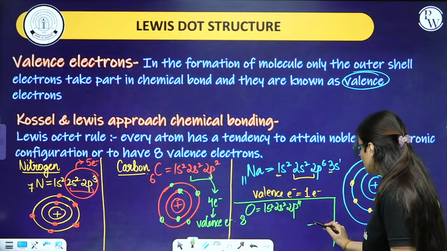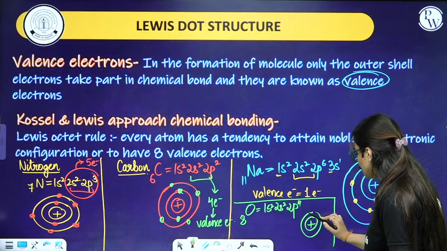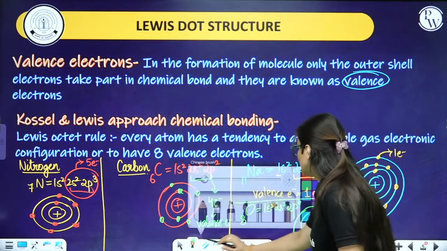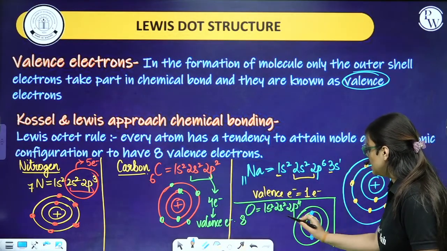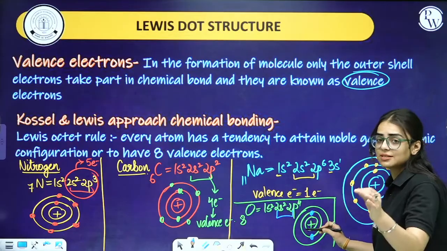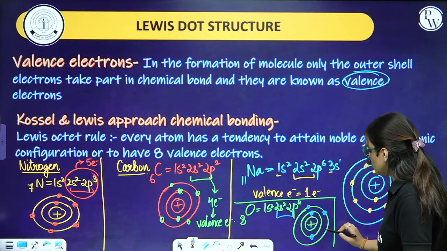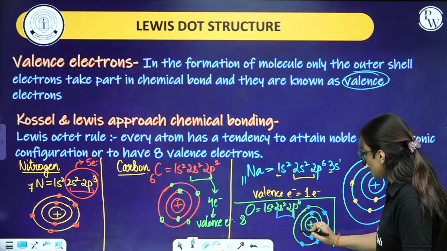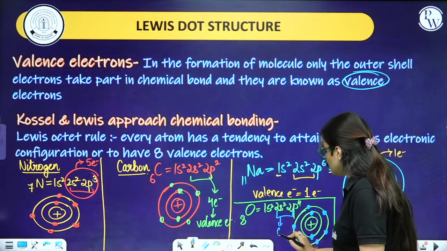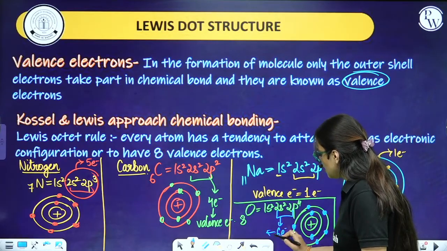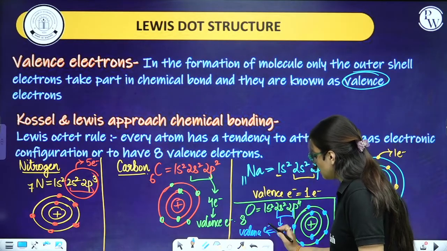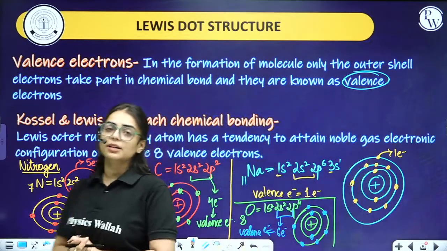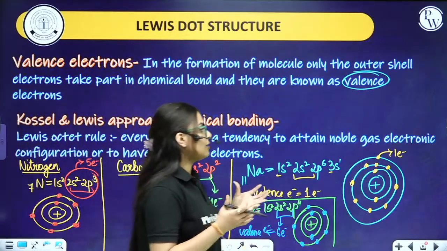If I have to make the structure: nucleus, first shell, second shell. Count the electrons now. How many in the first shell? 2. How many in the second shell? 2 plus 4, that means 6 electrons: 1, 2, 3, 4, 5, 6. That means the outermost shell contains 6 electrons. So this is your valence electrons. Now, I guess you very well know what valence electrons are.